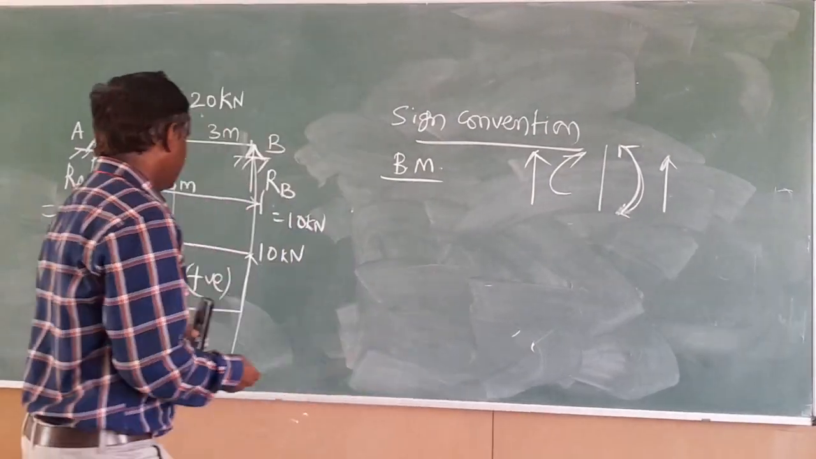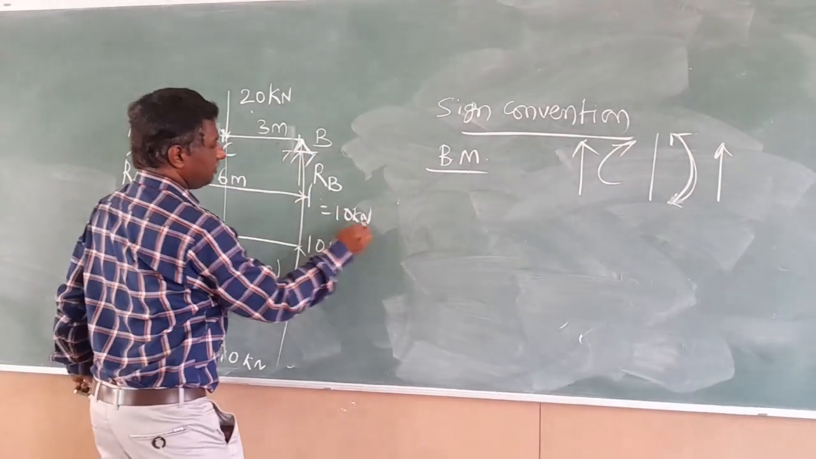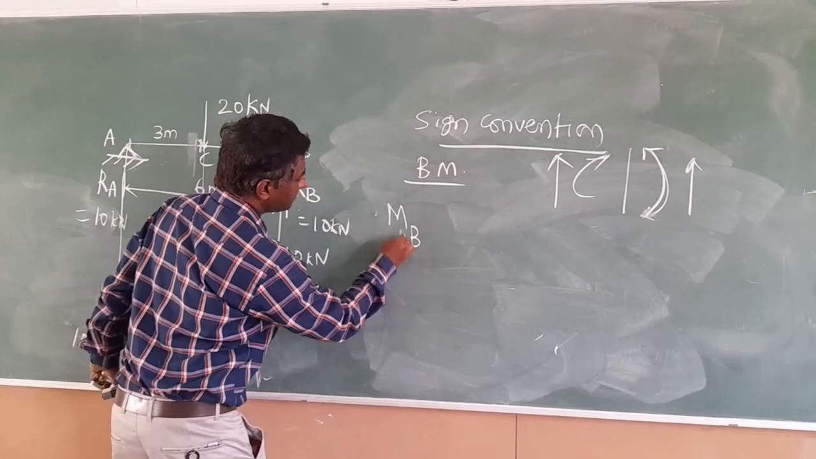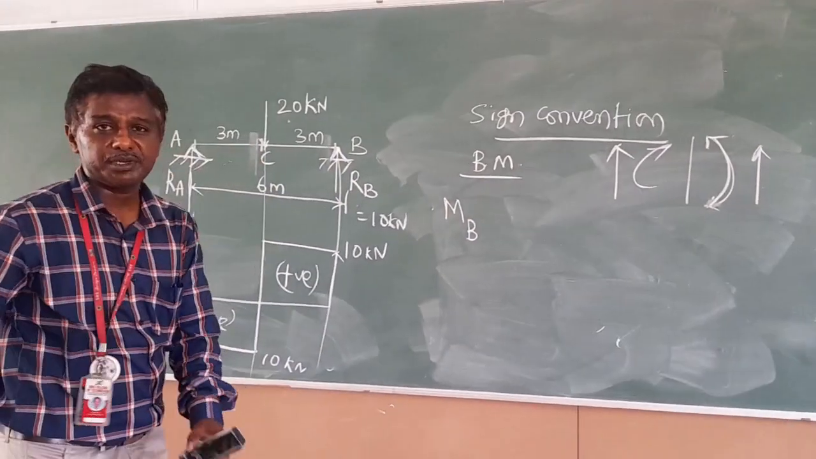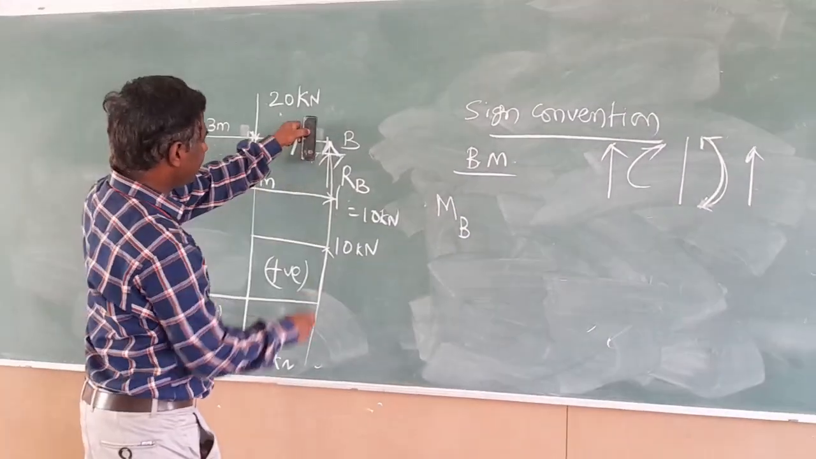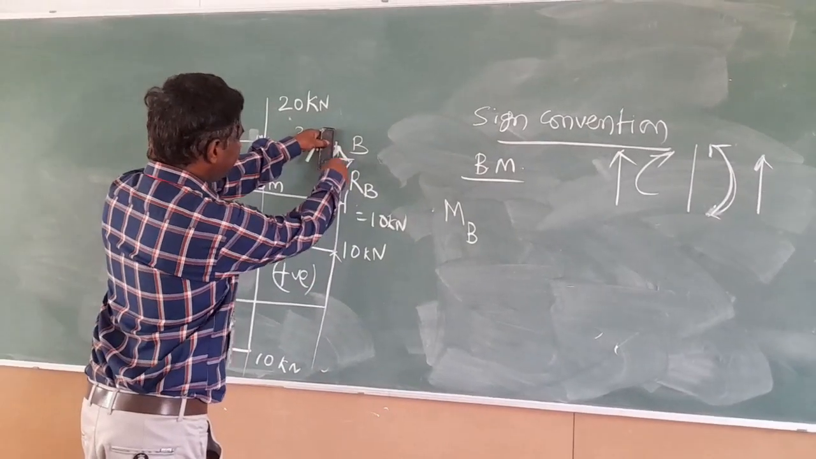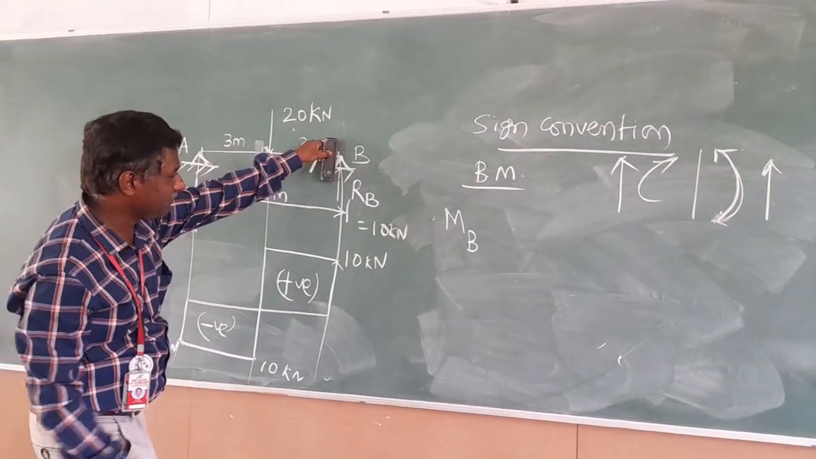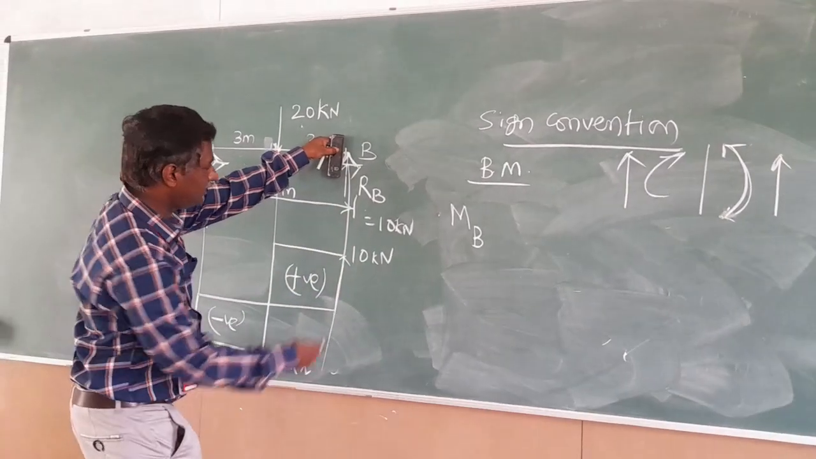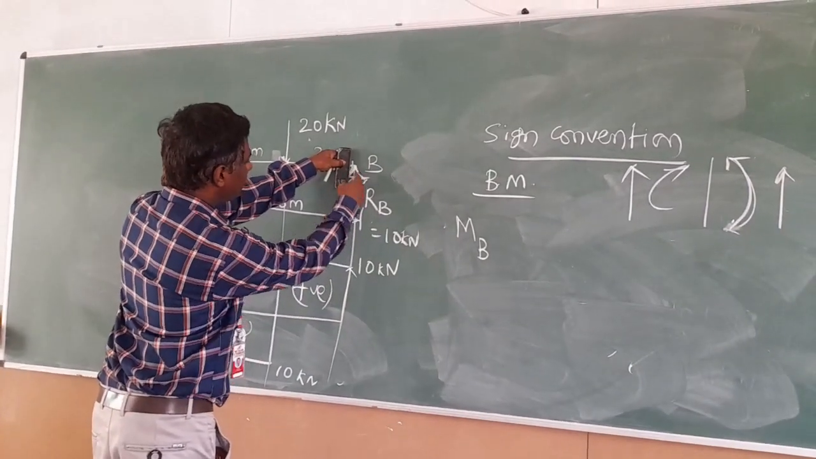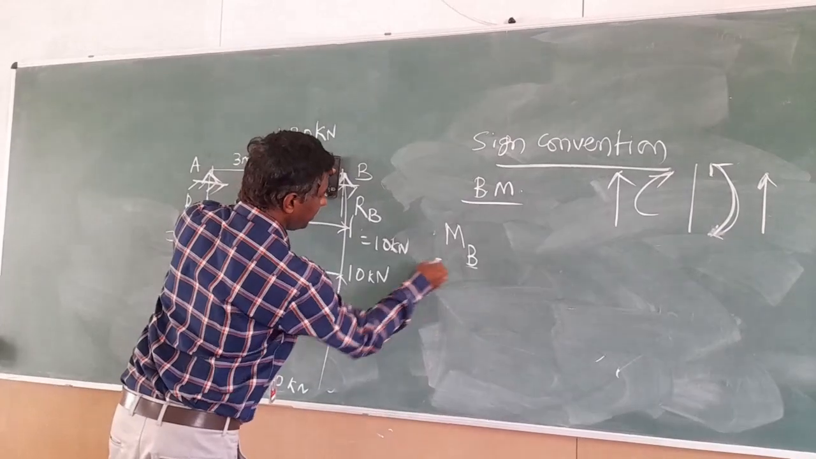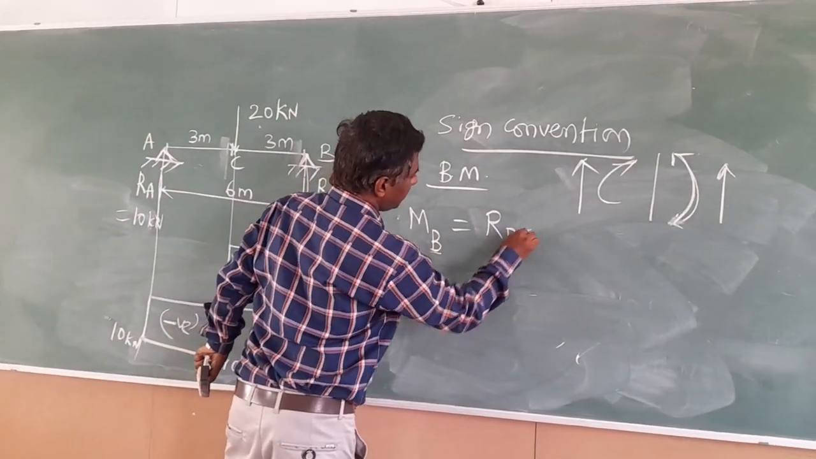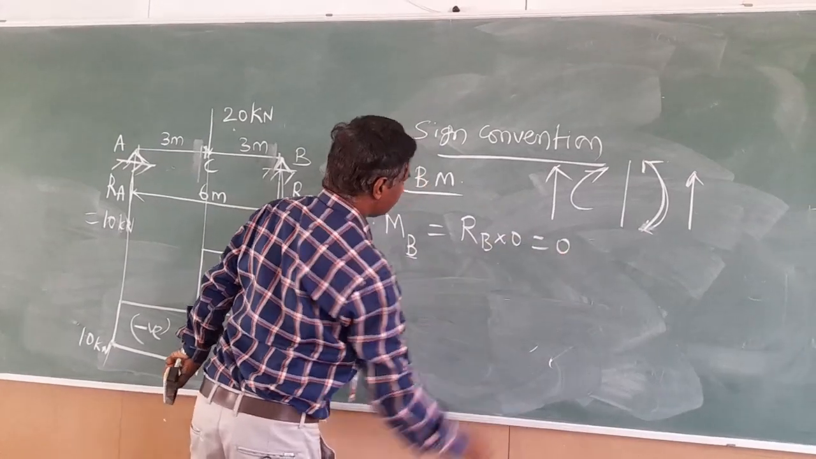Okay, now let's move on point by point. M refers to the bending moment at point B. Bending moment means force into perpendicular distance. So now let's take the reference point. We can consider either left or right. Now I consider the right side because there is only one load, simple. So RB is the load, but there is no perpendicular distance because I am taking point B. Simply it is RB into 0, that is equal to 0.